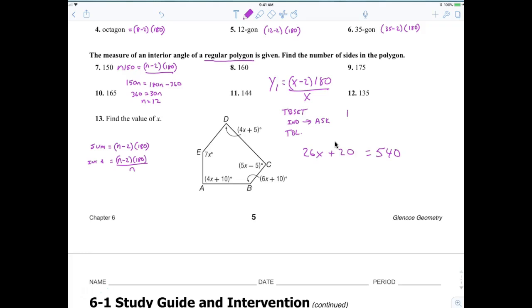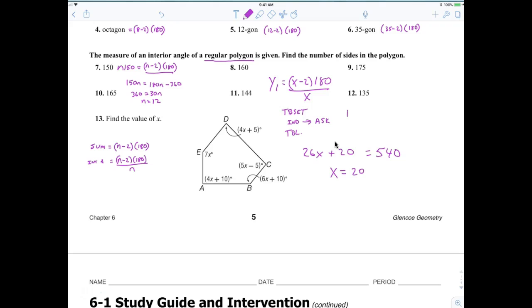Where did you get 26? Are you having trouble with 4 plus 5 plus 6 plus 4 plus 7? Yeah, not good. How did you get the constant? Okay. All right. 26 plus 20 equals 540. So obviously you would look at that and say x is equal to, is that right? 20? All right. That's all there was to it. Everybody agree? It's simple.